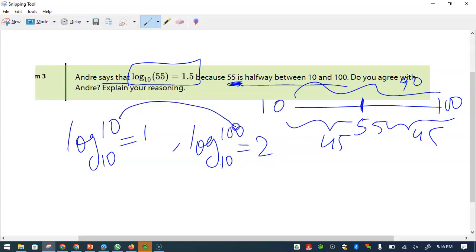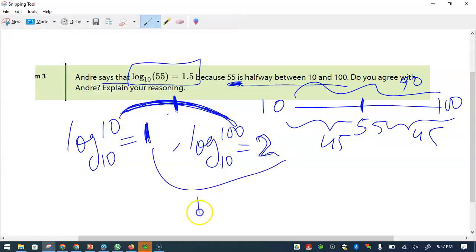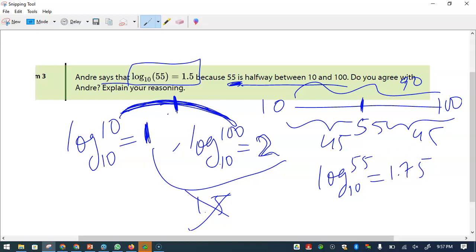So he sees this 10 and 100. He checks, and it is almost like a difference of 90, and he puts 45 halfway down. Because it is halfway, and this answer is 1 and this answer is 2, he says in between is 1.5, but that's not correct. The right answer is, if you see logarithm of 55 to the base 10, and if you check on the calculator, it will be 1.75, which is closer to 2.